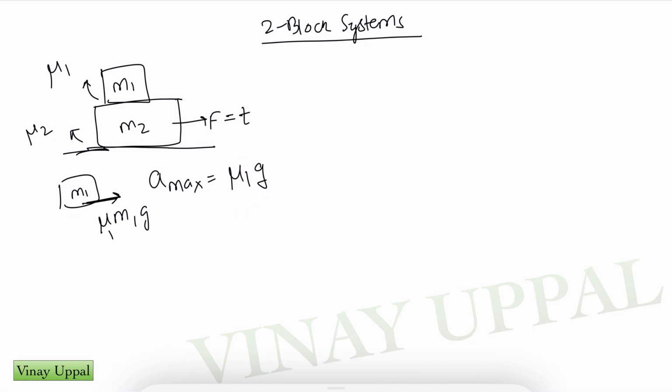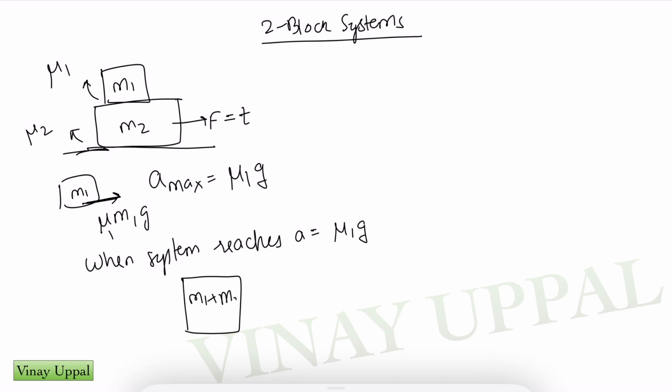to this. As soon as it reaches this acceleration, after that, M1 cannot go faster than that. M1 cannot have an acceleration greater than this value. So after this point, M2 will accelerate with a greater value compared to M1, which basically means that slipping is occurring. So when the system reaches an acceleration of mu1 g, till then I can treat it as a single body because they are moving together.